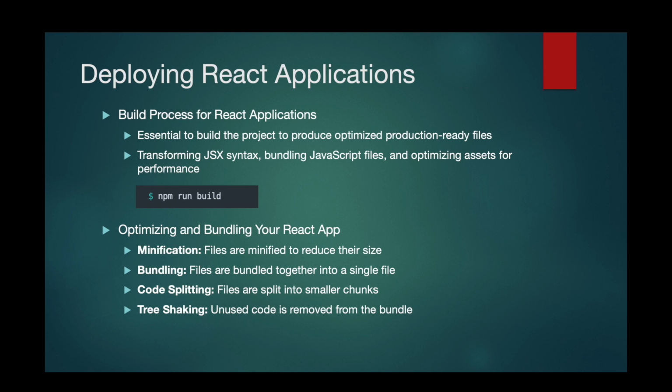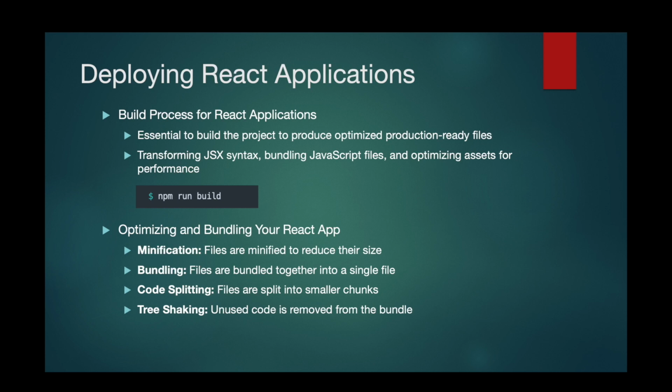Optimizing and bundling your React app. During the build process, various optimizations are applied to ensure that the React application performs efficiently in a production environment. Some common optimizations include minification. Now, JavaScript, CSS, and HTML files are minified to reduce their size by removing unnecessary white space and comments.